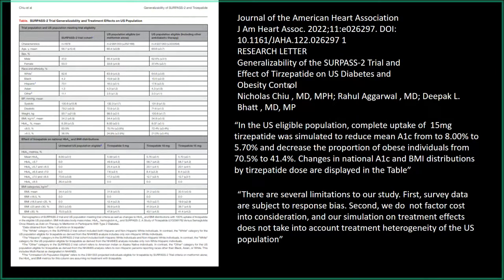the SURPASS-2 trial effect on U.S. diabetes and obesity control. In the U.S. eligible population, complete uptake of 15 milligram tirzepatide, meaning they're taking 5 million people and giving them tirzepatide, what will happen? The mean A1C for the population will come down from 8% to 5.7%, and the proportion with obesity will decrease from 70% to 41%, and the BMI distribution will change.